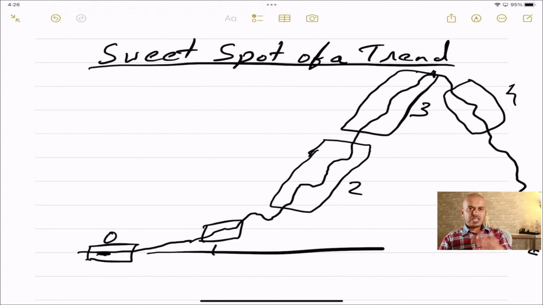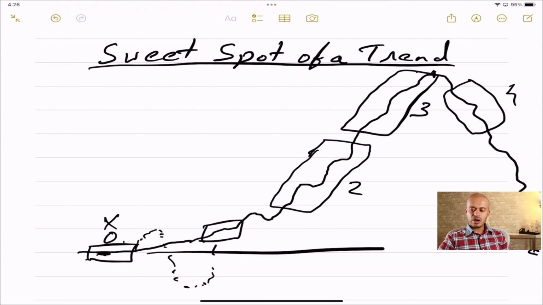So, back to the question: what is the sweet spot in trend trading? The sweet spot in trend trading is not at zero. The reason is that you don't really know whether it's actually going to go up here or fall down here, and it could just be a flat, range-bound market. It could remain in this state for months to come and you would still be stuck.